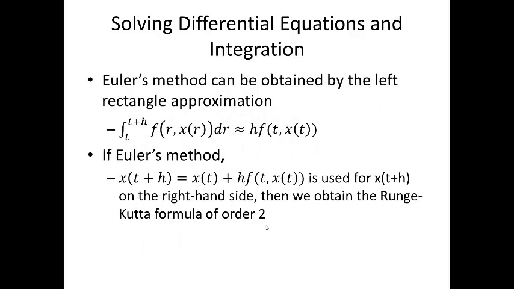The integral from t to t plus h of f of r, x of r dr is equal to h times f of t, x of t. In Euler's method, x of t plus h is equal to x of t plus h times f of t and x of t, where x of t is used for x of t plus h on the right-hand side. Then we obtain the Runge-Kutta formula of order 2. We're going to see more about the Runge-Kutta methods in Chapter 7.2.